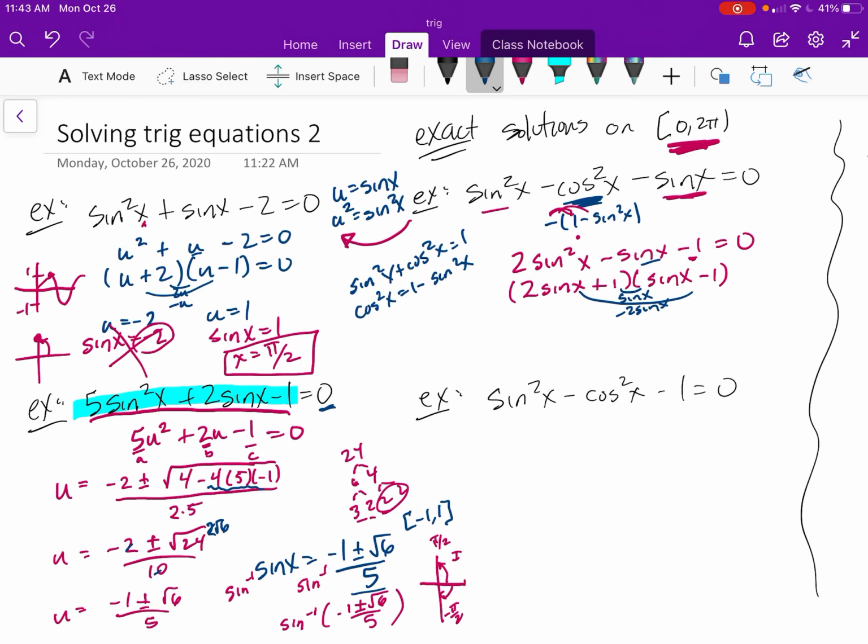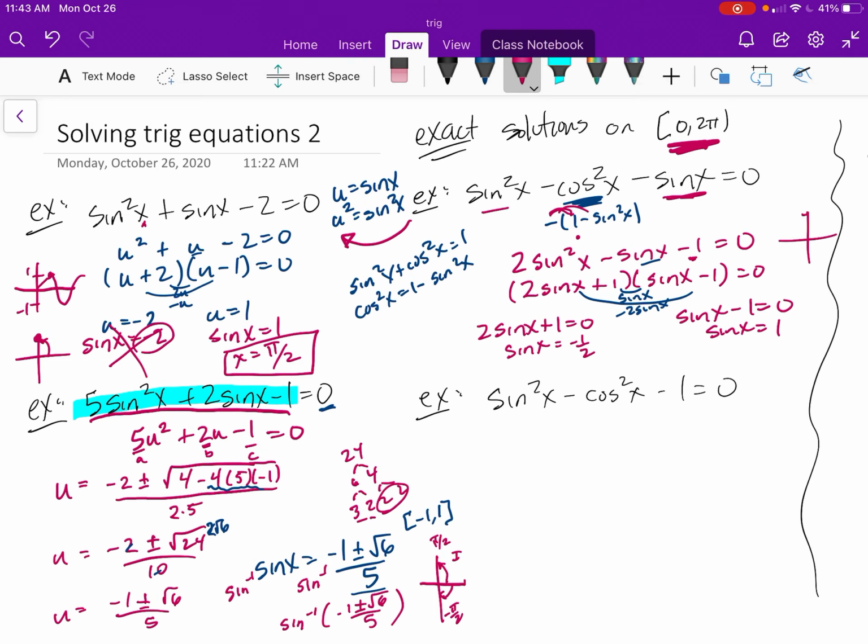Set each of those factors equal to 0, right? So 2 sine x plus 1 equals 0, and sine x minus 1 equals 0. So sine x equals negative 1/2, and sine x equals 1. And let's see, where's sine 1?